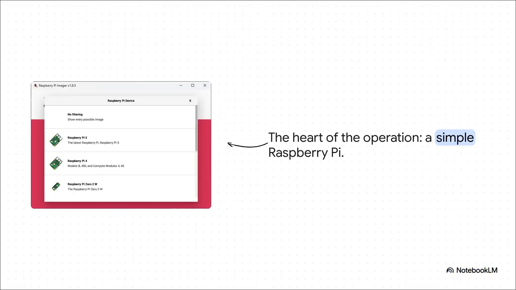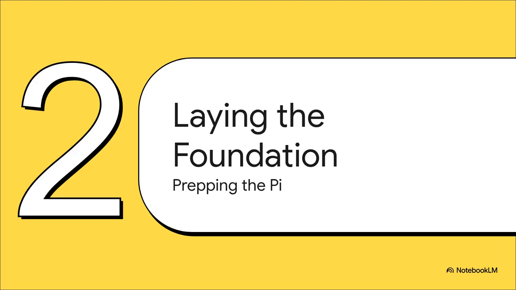And get this, this little guy is all you need to get the whole thing started. A Raspberry Pi. It's this tiny credit card-sized computer. You can find them for as little as 20 euros. And believe it or not, this is going to be the powerhouse for your entire independent social network. Pretty wild, right?